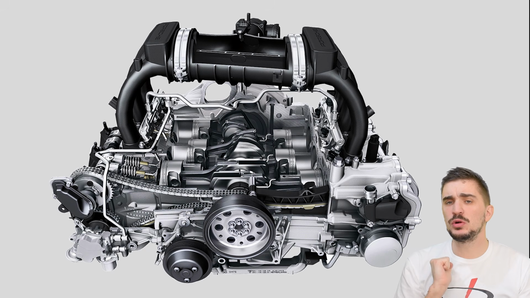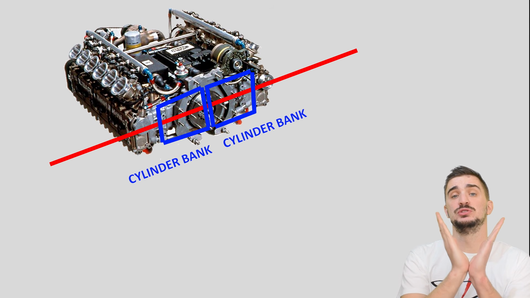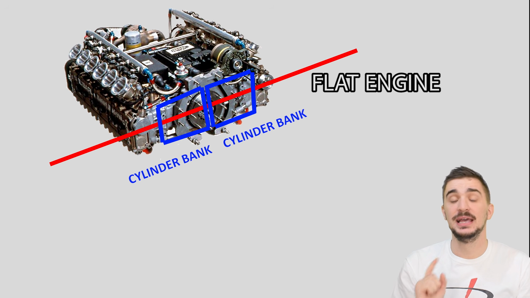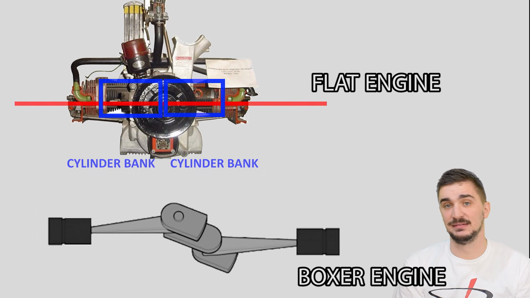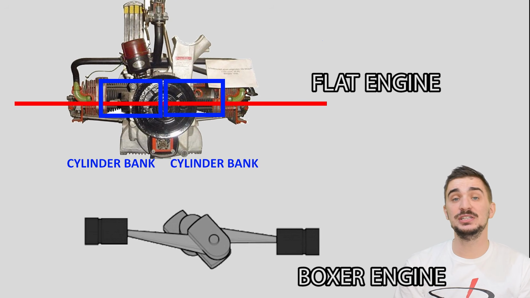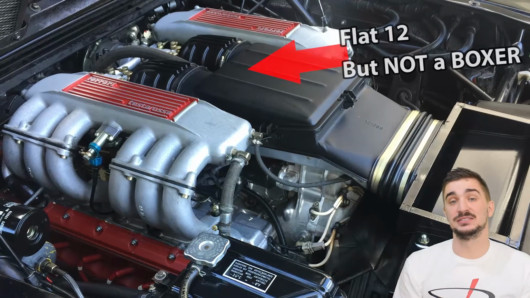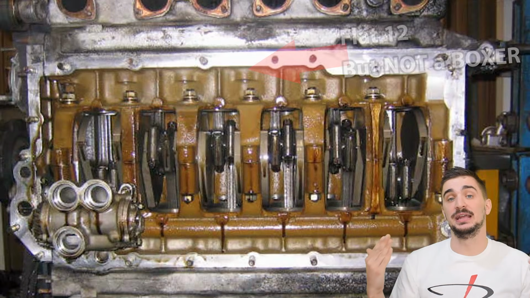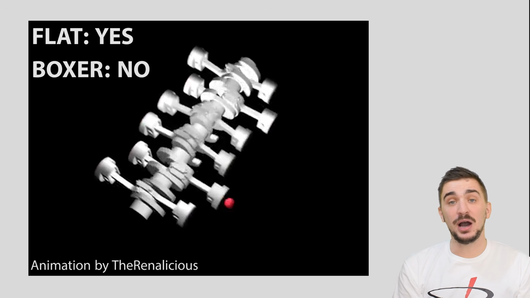Our final engine configuration for today is the flat 6, or more precisely, the boxer 6 engine. Every engine that has horizontally opposed cylinder banks is a flat engine, but in order for it to be a boxer as well, it must have the pistons move in and out together, as you can see in this little animation. For example, the engine in the Ferrari Testarossa is a flat 12, but it's not a boxer because the connecting rods in that engine share a crank pin. Its pistons do not move in and out together, hence it's only a flat 12, but not a boxer 12.